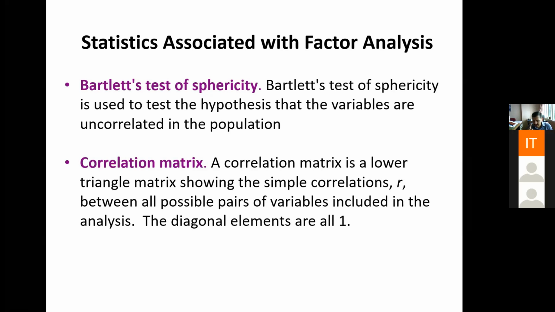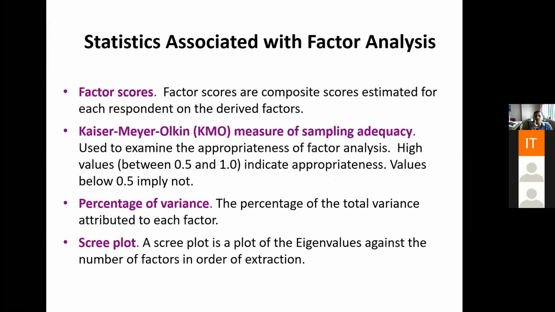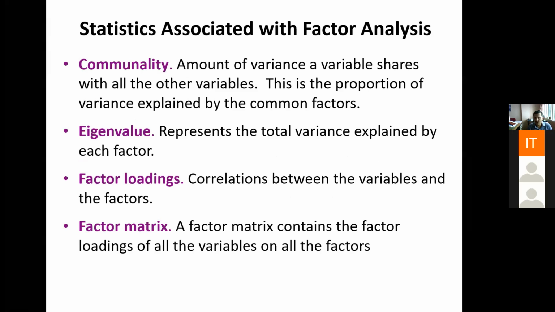But primarily we use two factors. First is the Bartlett's test of sphericity, and the second one is this KMO measure of sampling adequacy. ये भी मैं अभी बताऊंगा आपको. Then another term associated with factor analysis is the term communality. Amount of variance a variable shares with all other variables, this is the proportion of variance explained by common factors. So the variables which are under a particular factor, how much is the variance amongst those variables, that is what my communality is. कहाँ use होगा ये बाद में बताएंगे जब output आएगी.